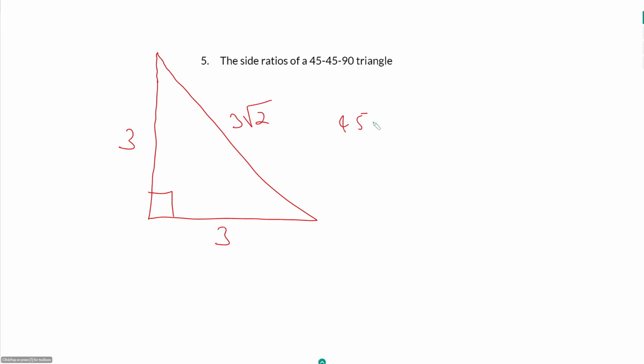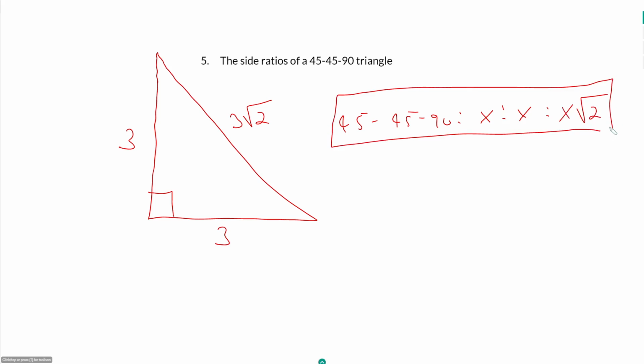Once you know you have a 45, 45, 90 triangle, that means the ratio of your sides is going to be x to x to x rad 2. We also said common code for a 45, 45, 90 triangle is sometimes they'll say you have an isosceles right triangle. Same thing.